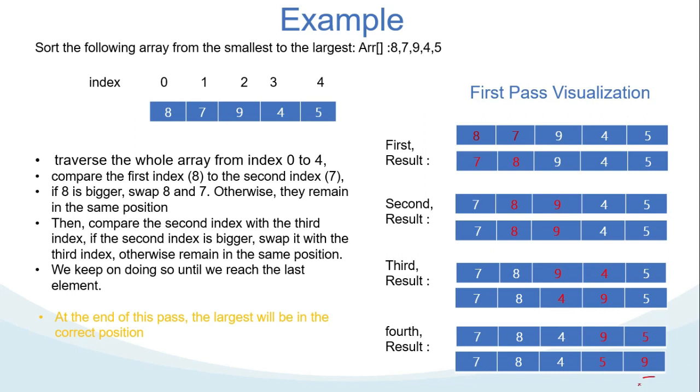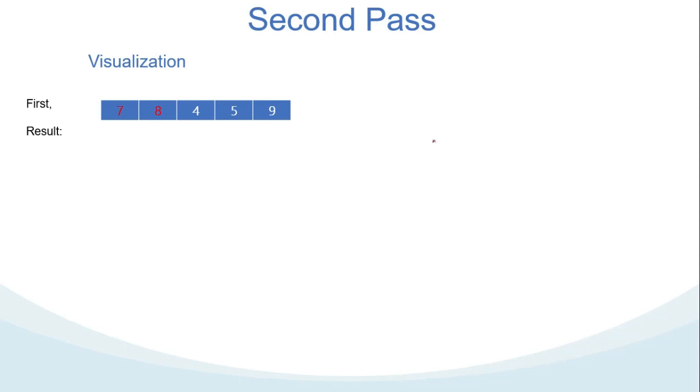This is why we call it bubble sort, because after each pass, the next largest item bubbles up and moves to its correct position. And we need multiple passes to fully sort this array. Now let's see the second pass.